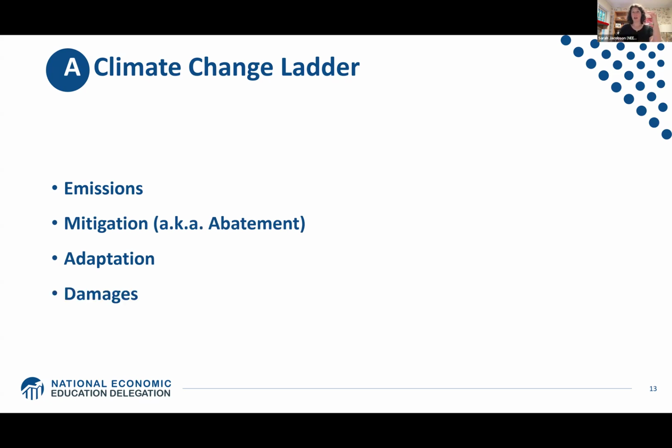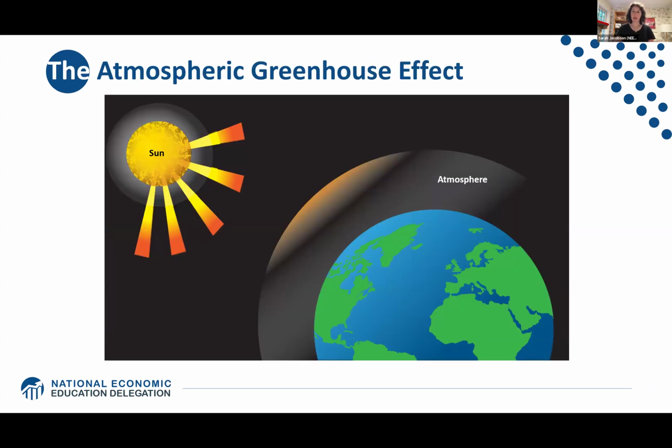And then finally, there's going to be some damages that still persist even after we have reduced our emissions and done some adaptation. So we'll talk about each of these rungs, but we're going to start out with the science of how emissions translate into climate change. So the greenhouse effect is an idea that people have talked about for many, many decades at this point.